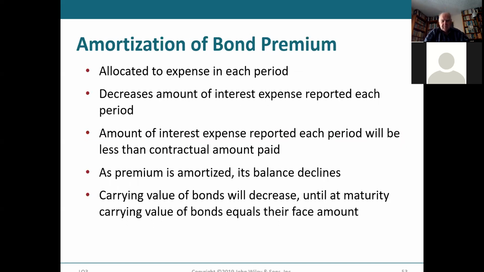Let's look at a bond premium. Allocate to expense at the end of each period, and this will decrease the amount. You're going to have lower total interest expense because you got more than $100,000. The amount of interest expense reported each period will be less than the coupon rate. As the premium is amortized, the balance declines. Carrying value of bonds will decrease until at maturity the carrying value of bonds equals their face amount.